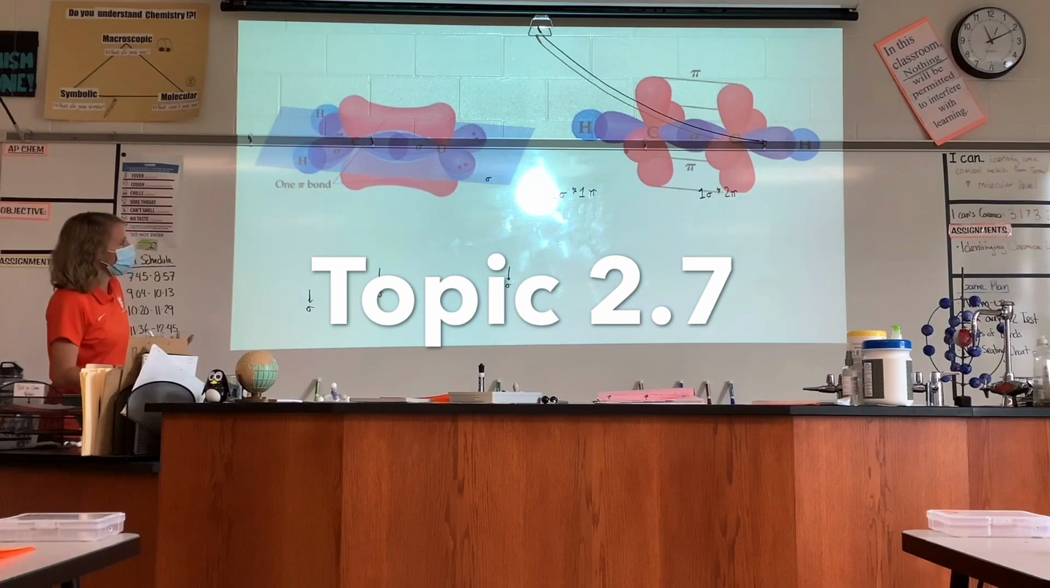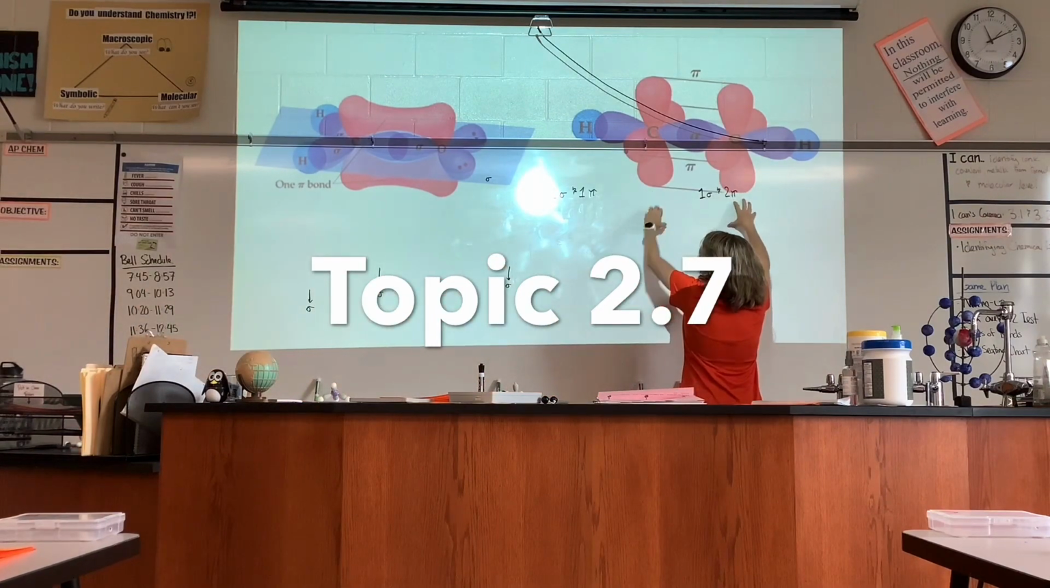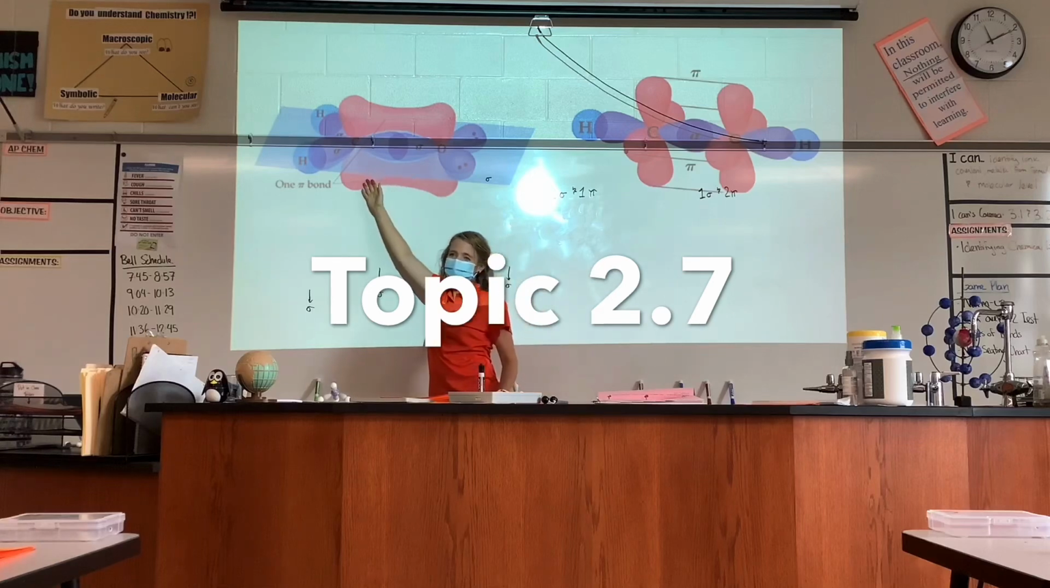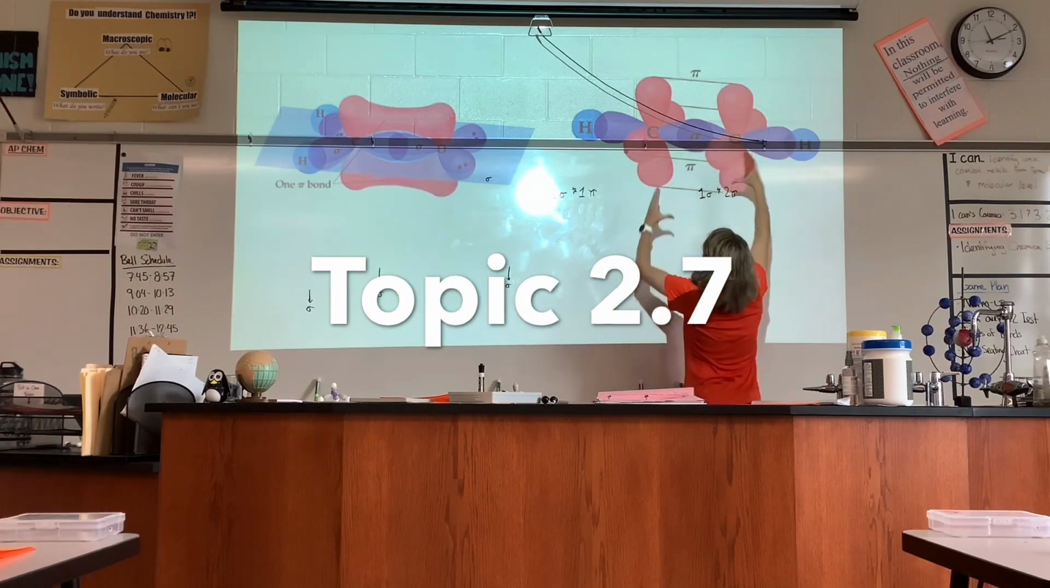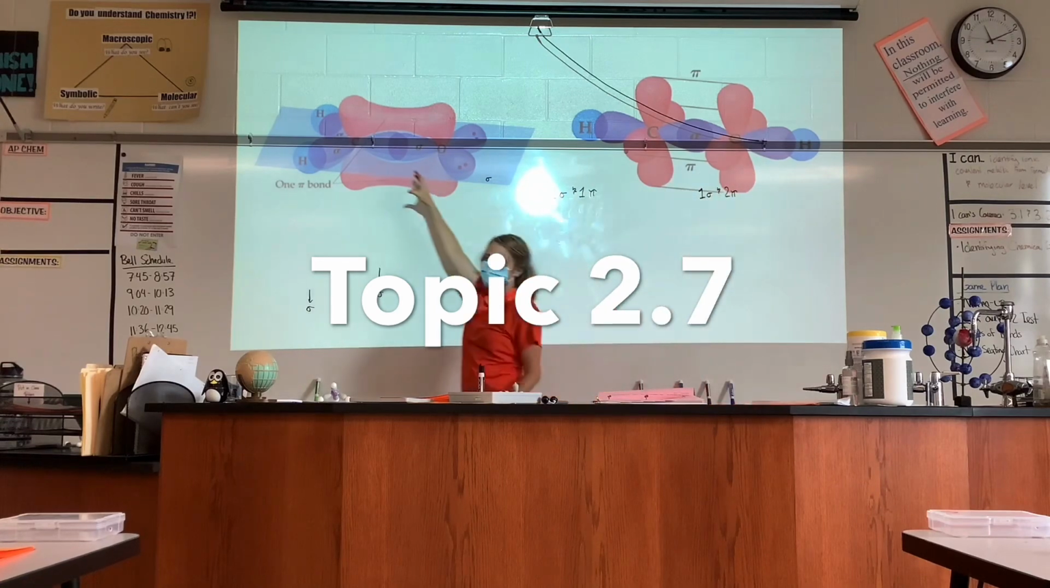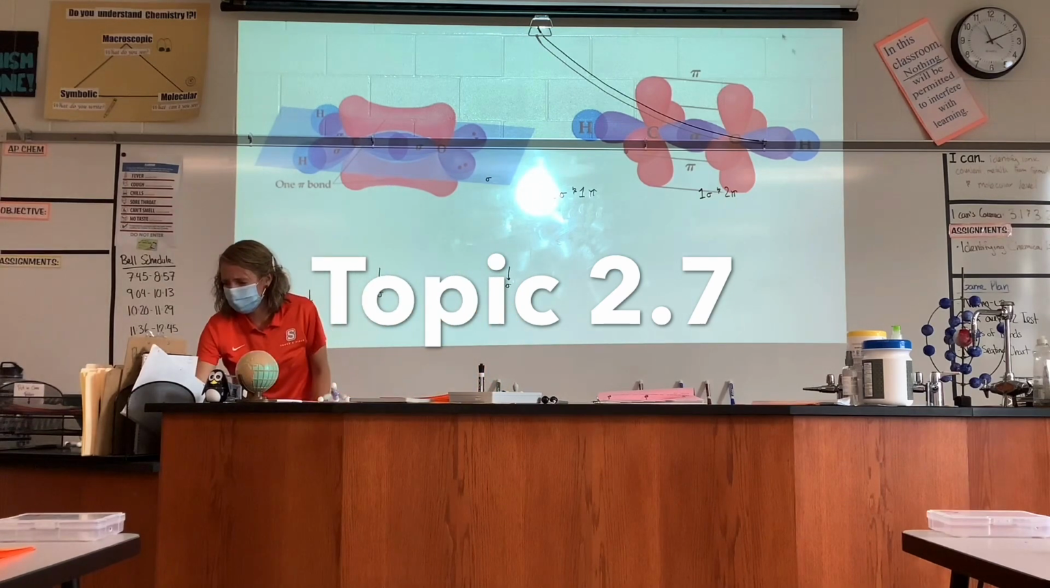Here are some funny pictures that show it. Here it is separate, and then this shows the blend of it. So there's your sigma bond in the middle, and then the two pi bonds form around it. Questions on sigma or pi bonding?